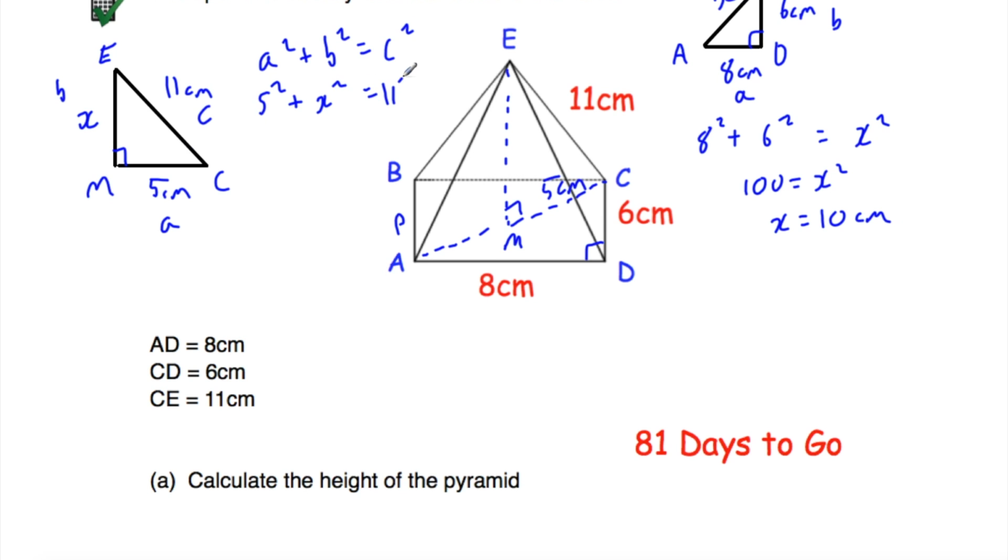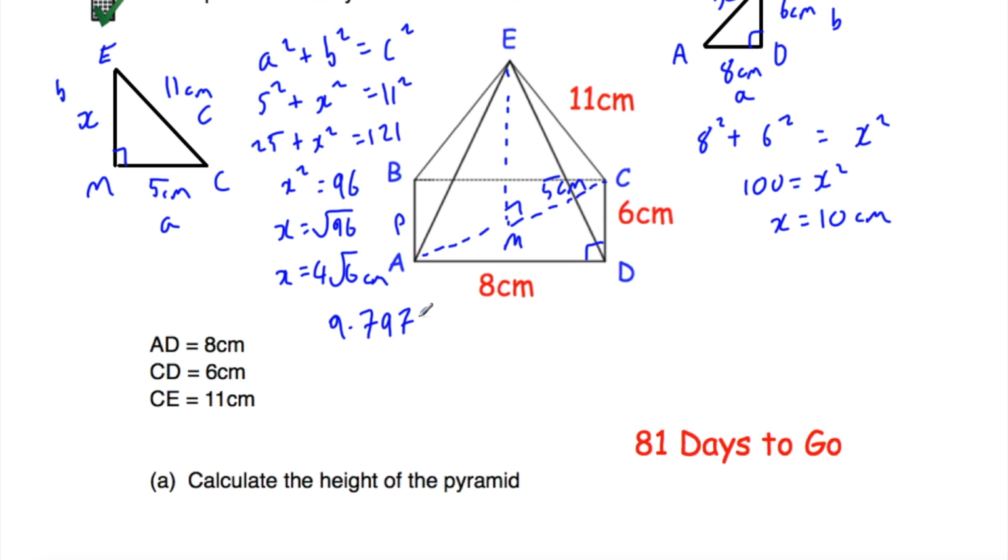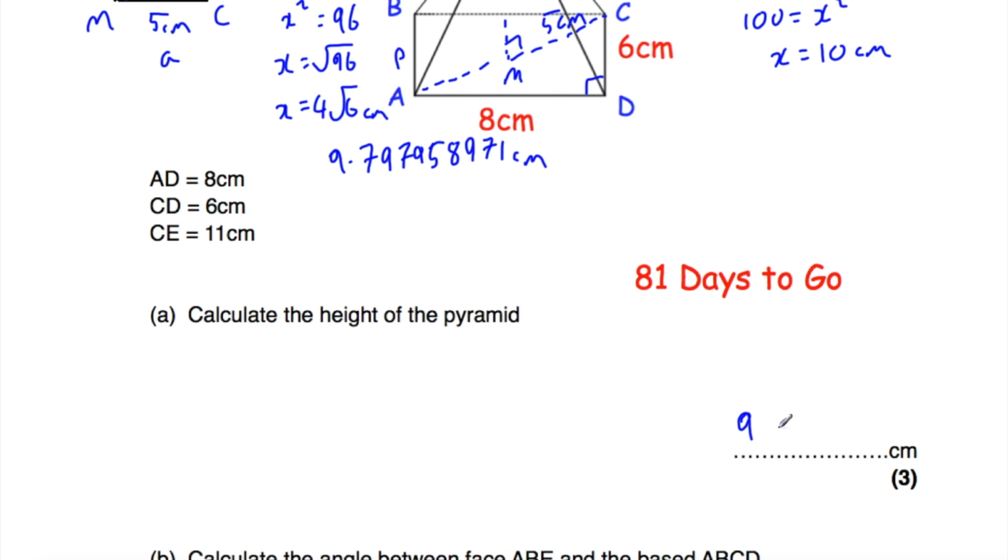that's 11 squared. 5 squared is 25, so we're going to get 25 plus x squared equals 121, and that means that x squared would be equal to 96, and if we square root this, we get that x is equal to the square root of 96, and the square root of 96 is equal to 4 root 6, so x is equal to 4 root 6 centimeters. As a decimal number that would be 9.79795891, and so on. Let's round it to 3 decimal places. So that would be 9.798 centimeters to 3 decimal places.